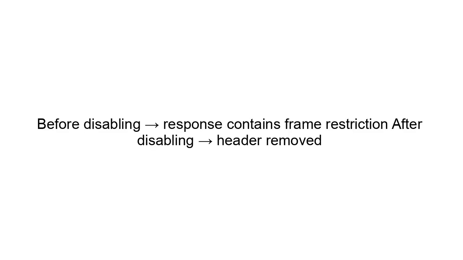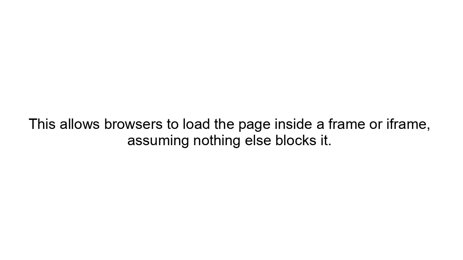What happens after disabling it? After disabling frame options, Spring Security stops sending the X-Frame-Options header. Example concept: before disabling means response contains frame restriction. After disabling means header removed. This allows browsers to load the page inside a frame or iframe, assuming nothing else blocks it.